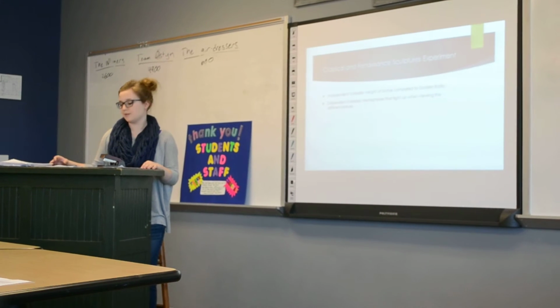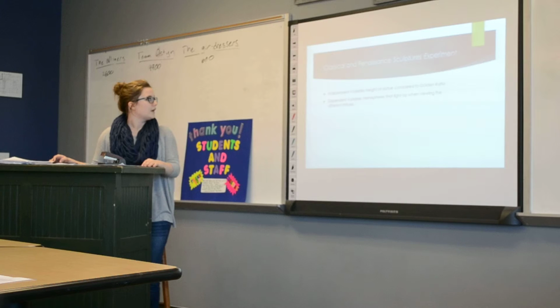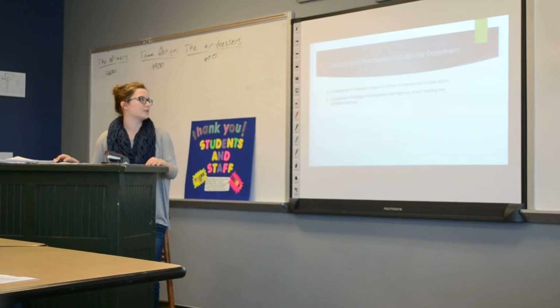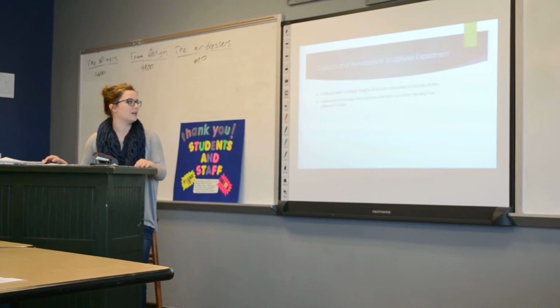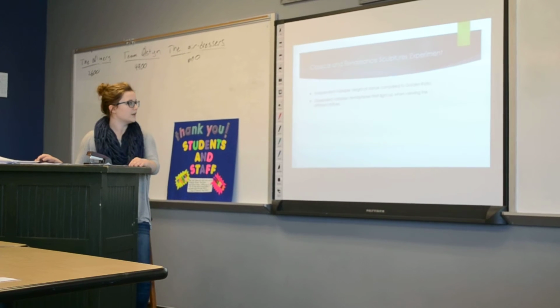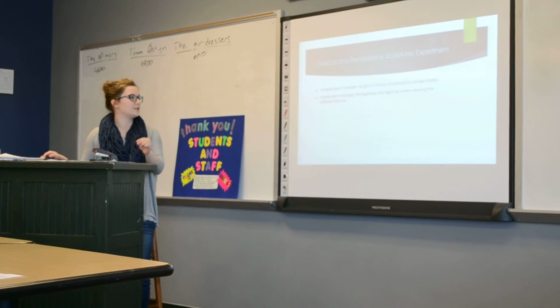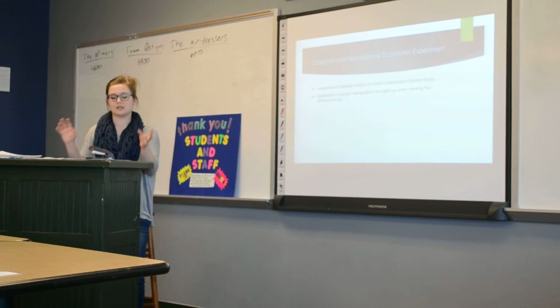Then there are a couple of experiments that support this theory. The classical and Renaissance sculptures experiment: the independent variable is the height of the statue compared to the golden ratio, and the dependent variable is the hemispheres that light up when viewing the different statues in the human brain.